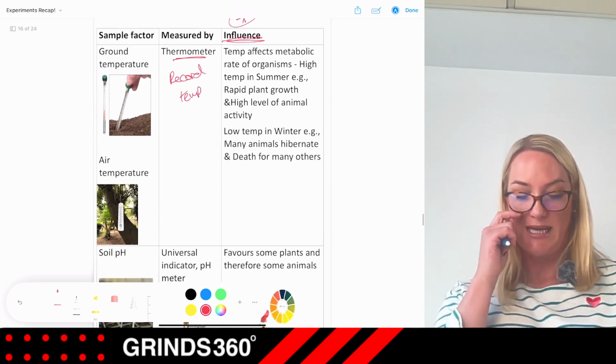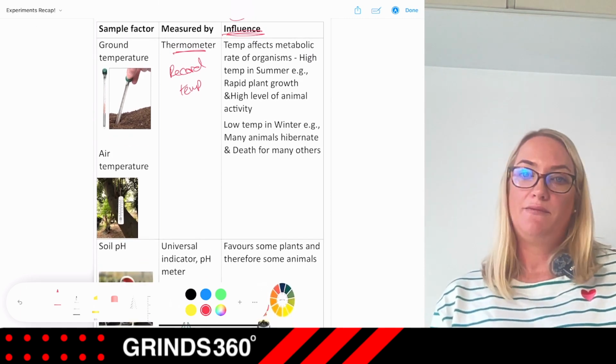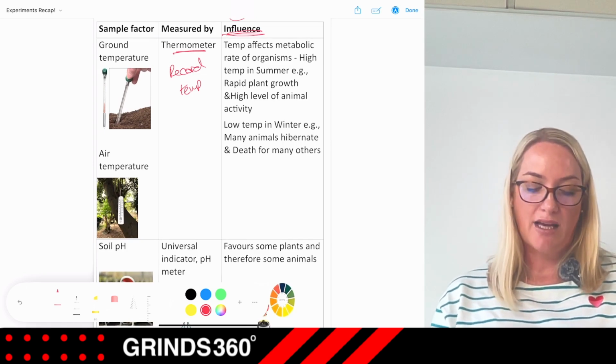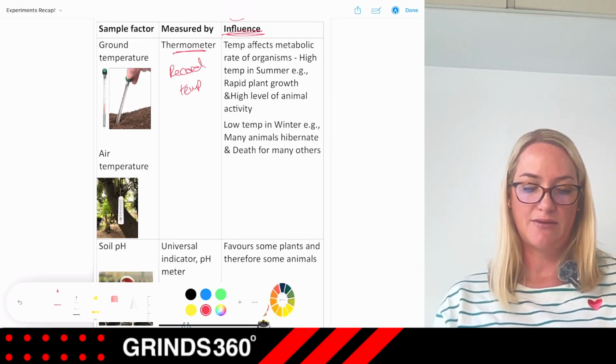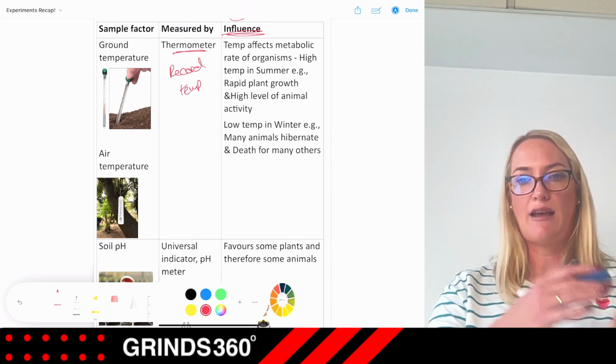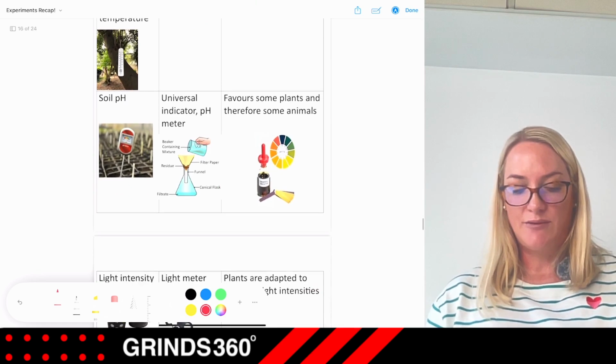Now, air temperature is the same thing. So air temperature, I hung a thermometer from a tree. I left it there for 5 minutes, came back, recorded the temperature, repeated this in 3 other areas within my habitat. How does temperature affect what grows there? So the same thing.